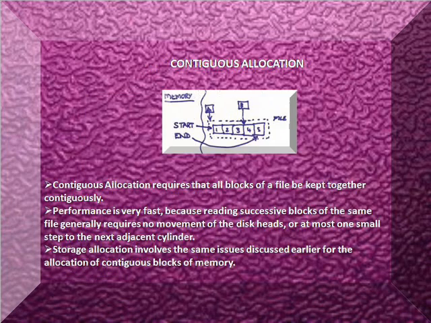Contiguous allocation. Contiguous allocation requires that all blocks of a file be kept together contiguously. Performance is very fast because reading successive blocks of the same file generally requires no movement of the disk heads, or at most one small step to the next adjacent cylinder. Storage allocation involves the same issue as discussed earlier for the allocation of contiguous blocks of memory.